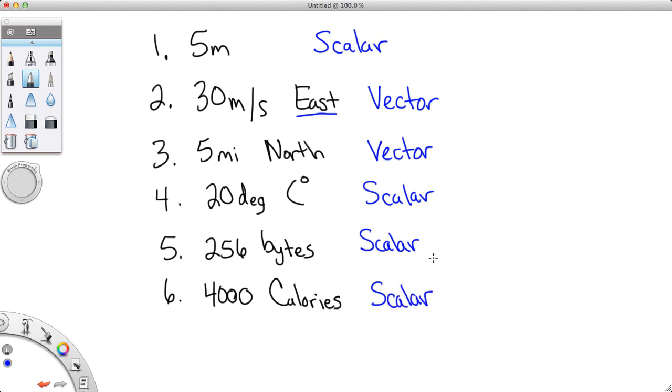So there's the difference between vectors and scalars. Vectors have a number followed by a direction, and scalars are just a number, like 4,000 calories. That's just a number. There's no direction involved there.